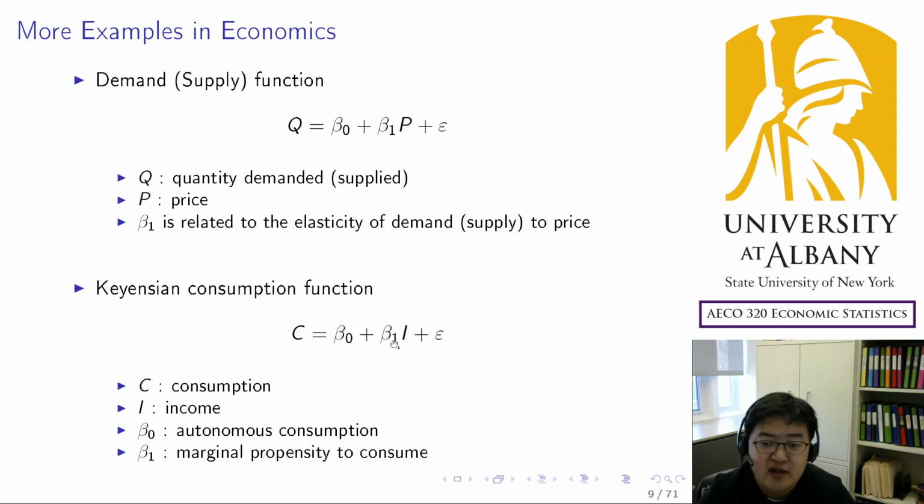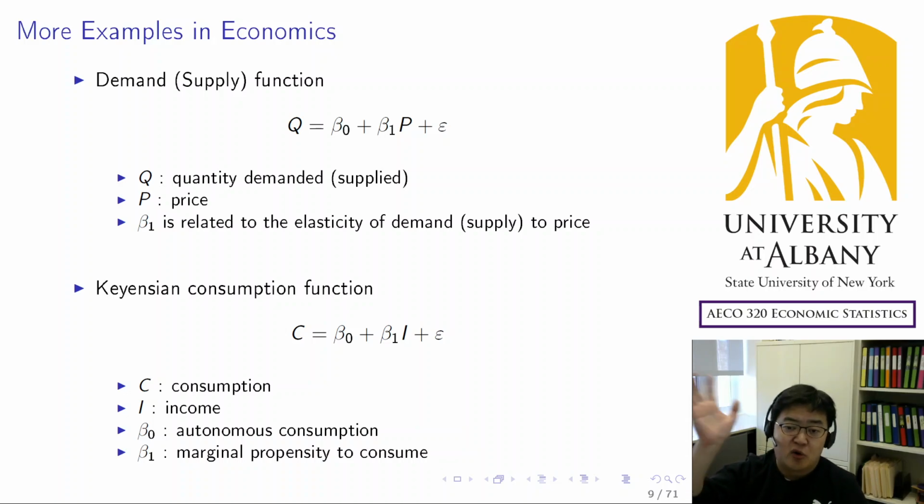And beta 1 is called the marginal propensity to consume, MPC. The marginal propensity to consume is exactly what I meant. When you make $100 more, for example, if you found a $100 bill on the street and you took it, are you going to consume that all or save it to the account? That ratio is beta 1, the marginal propensity to consume.